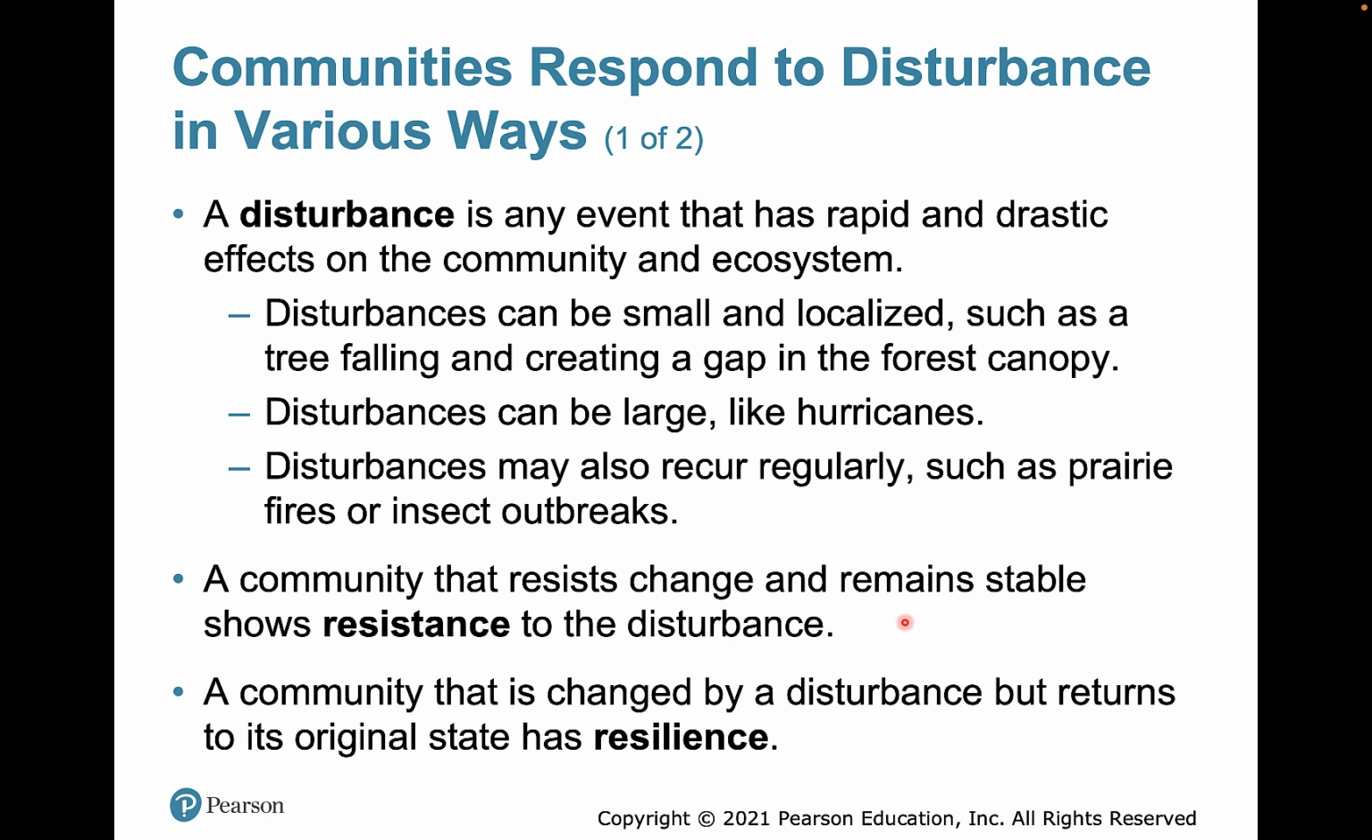So any community that gets impacted by a disturbance, but it doesn't really affect the community, is said to be resistant. Okay, so it acts like a wall. You can push against a wall and the wall is not going to budge. So it's resistant to the disturbance. Any community that gets hit by a disturbance and changes but comes back to the way it was originally, we say that it has resilience. It's a resilient community.